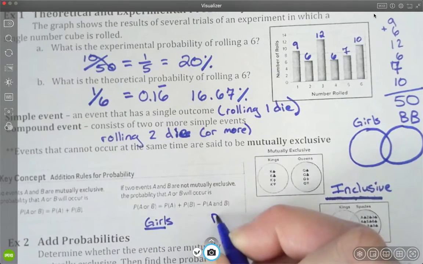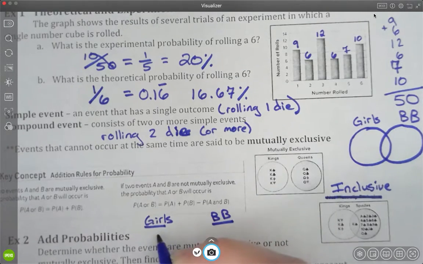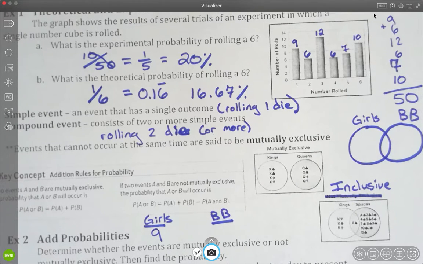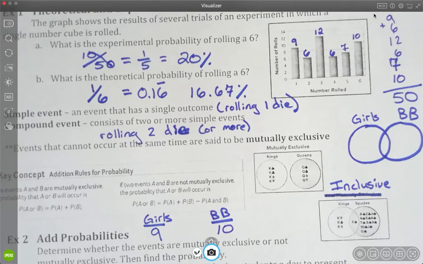Girls and basketball. Okay, so in this class, including Win and including me, girls are 1, 2, 3, 4, 5, 6, 7, 8, 9. Did I count that right? There are 9 girls. Basketball players. Raise your hand if you're a basketball player, up high so I know. 1, 2, 3, 4, 5, 6, 7, 8, 9, 10. Okay, so 10 basketball players. Now, total in this room, there is 2, 4, 6, 8, 10, 12, 14. There are 14 total people in this room.